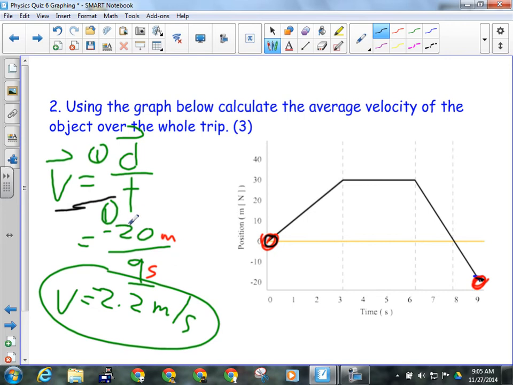I'll give a little leeway. If they had negative 18 here and then it would have been negative 2, I will also accept that. We'll say reading the graph was difficult, we'll give you that one. So 3 marks for that one there. They must have the negative, guys, though. It's a vector quantity. If they don't have it, it's not right.